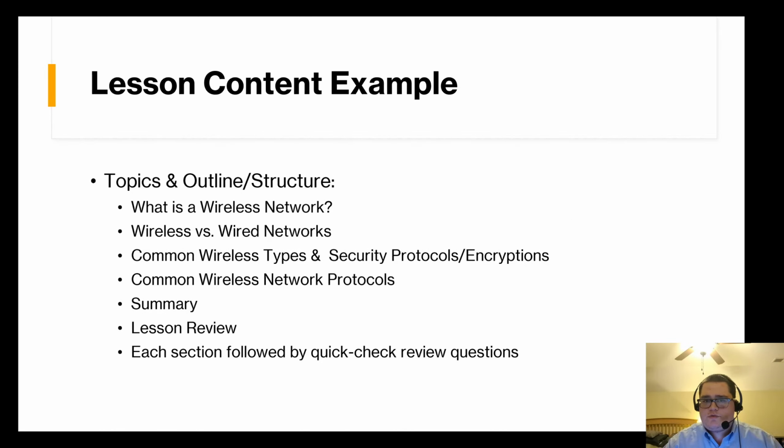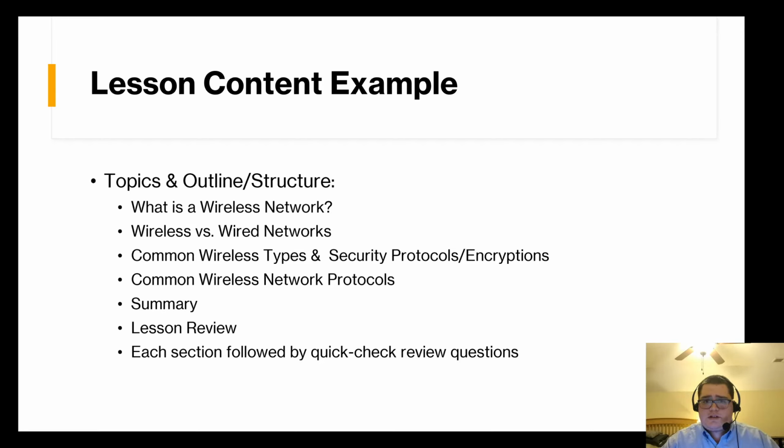Next, we would actually go into the lessons. In this case, instead of posting all the content, I'll just go over the topics that we selected to cover in lesson 1. In lesson 1, we covered what is a wireless network, wireless versus wired networks, common wireless types and security protocols and encryptions, and common wireless network protocols, included with a summary and a lesson review.